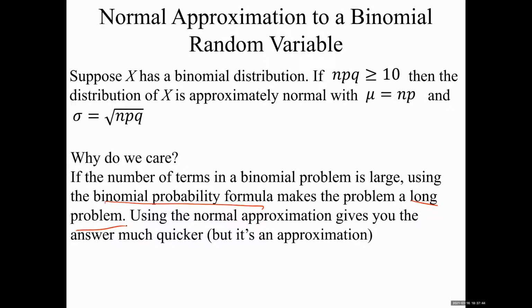So the good news is if we use the normal distribution, we're going to get the answer much faster. That's the good news. We can do the problems very fast. The bad news is it's an approximation, so it won't give you the exact answer, but it'll be reasonably close to the exact answer.